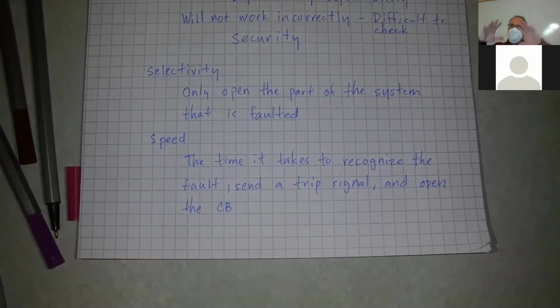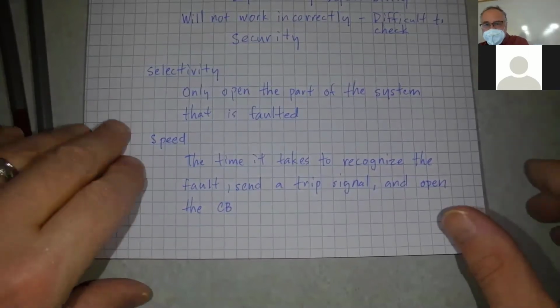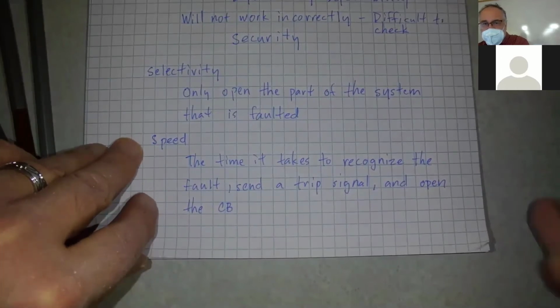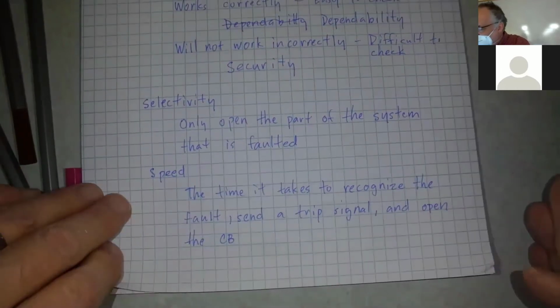No. So it's sitting there and it's looking at the voltages and currents, and they're off from what they should be. Is that something that I should open the circuit breaker for? It has to determine that, send the signal out to the circuit breaker, and then the circuit breaker has to open. Is that usually pretty fast then? Yeah, so fast would be 1 to 3 cycles.